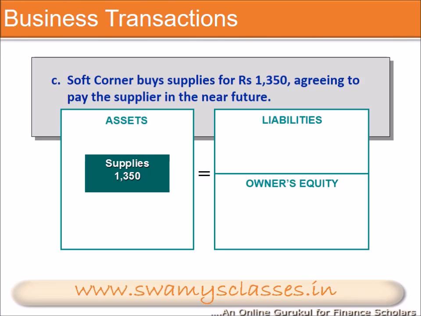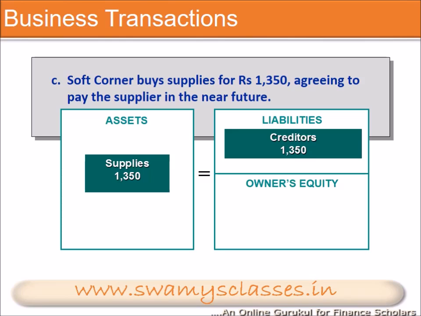So one side of the story is over. What is the other side? Because we are not paying money, we are creating a liability in the name of creditors. Who are creditors? Those from whom we buy goods and services on credit. So assets go up in the name of supplies, liabilities go up in the name of creditors. We can also call these creditors accounts payable or trade payable. In different books, you will find different jargon being used.